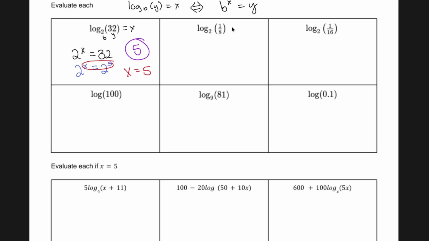All right, let's do it again. Set that equal to x. Call you b, call you y. Turn that into b to the x equals y. So 2 to the x equals 1 over 8. That can be written as 2 to the x equals 1 over 2 to the third. 1 over 2 to the third can be written as 2 to the negative third. 2 to the x equals 2 to the negative 3. X equals negative 3. Negative 3 is my guy.